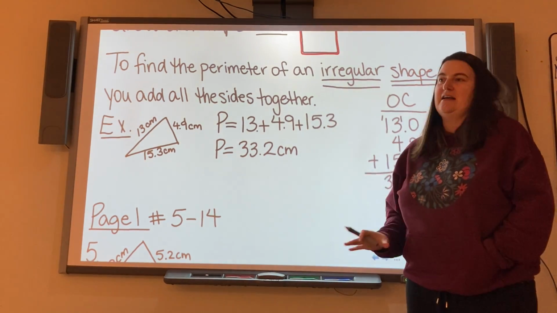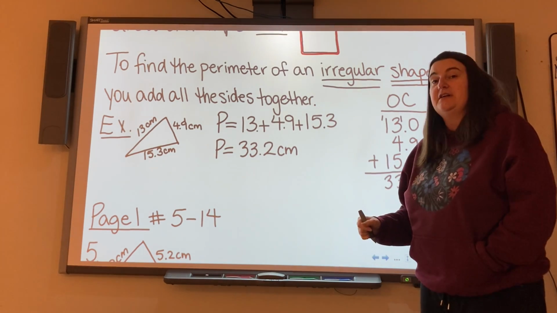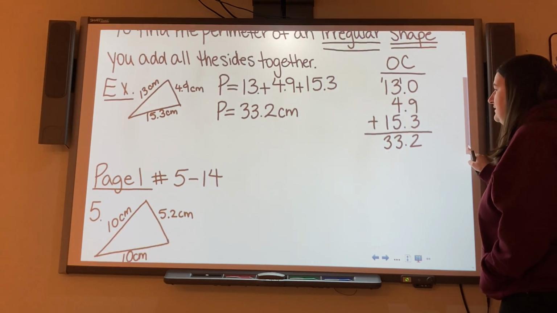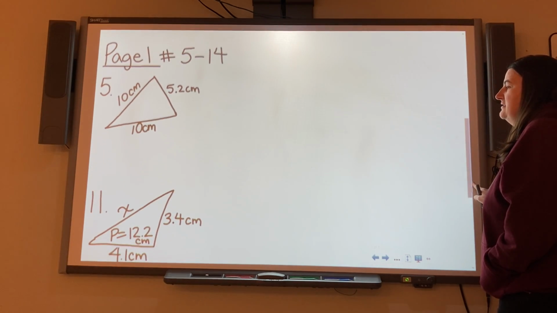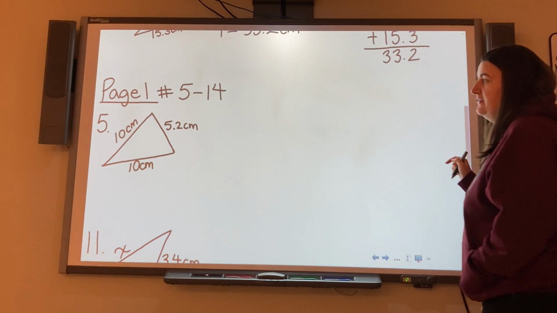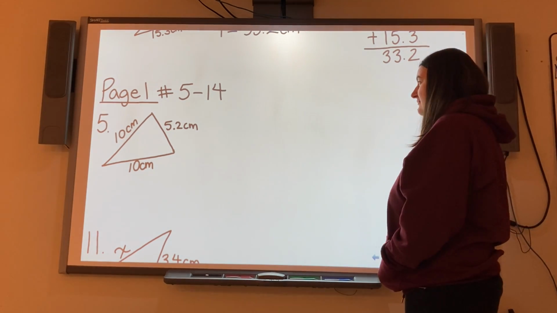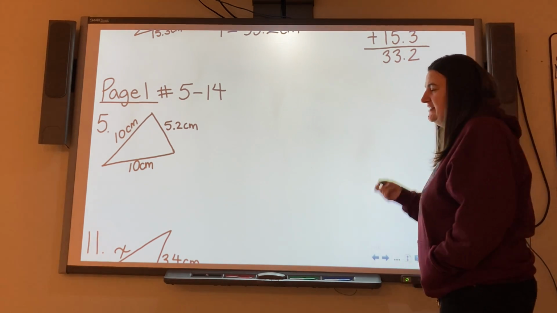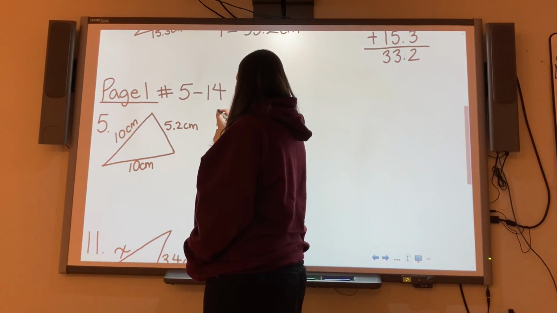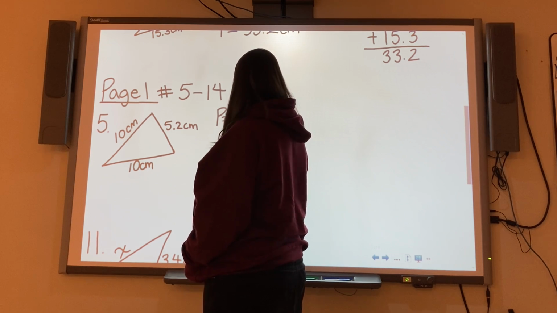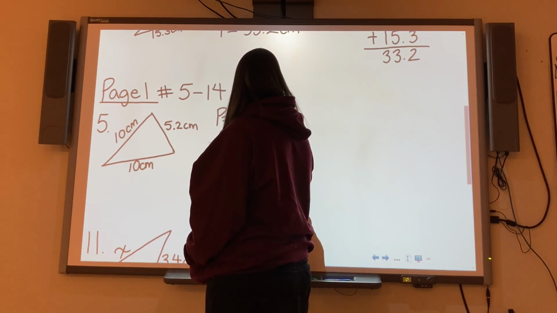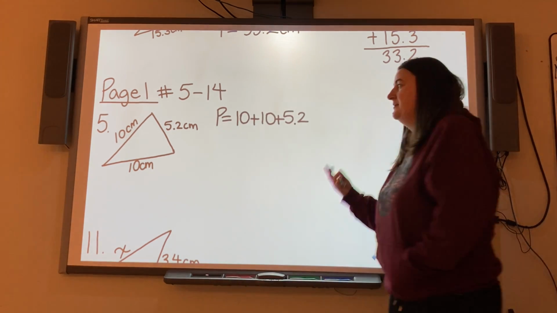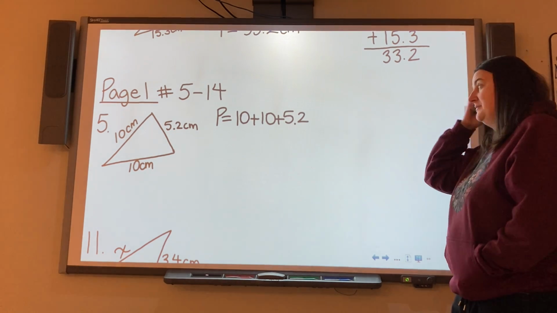You're going to add the sides together. So in your folder, turn to page 1, and let's do page 1 together. We're going to do page 1, number 5, and number 11, because they work differently. So number 5 is a triangle. There's 3 sides. So P equals 10 plus 10 plus 5.2. So remember, we're going to add, we need to line up the decimals.